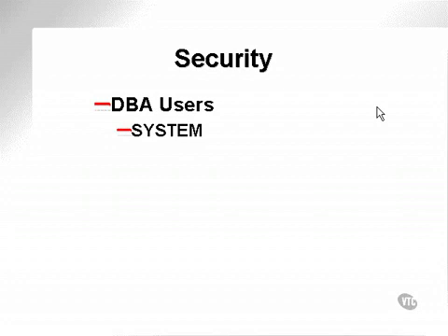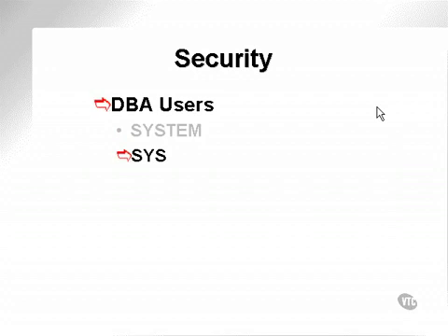Let's take a very brief look at some security issues. First of all, there are two DBA or database administration users. The first one is system, the second one is sys. The system user contains all the metadata, as we've already discussed. The system user uses the system tablespace. We've looked at that as well.